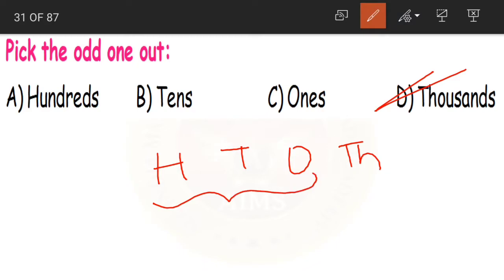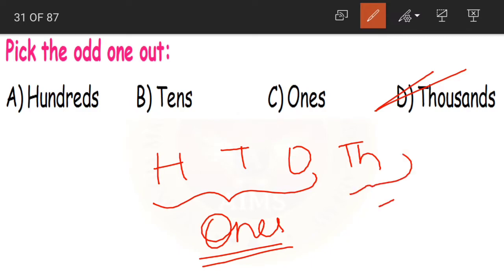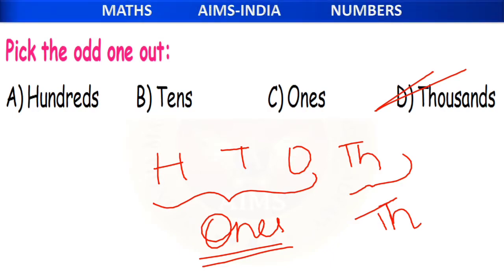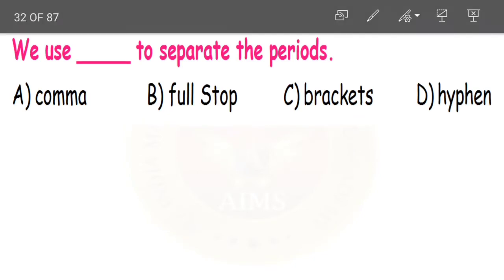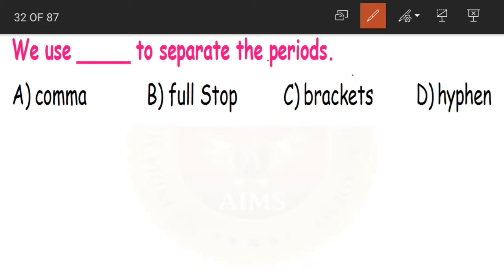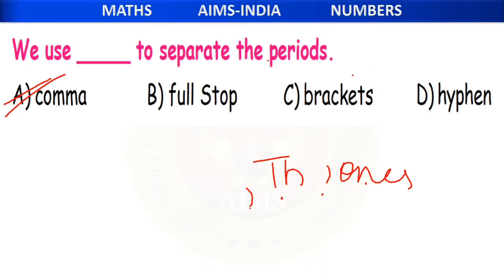Why? Because ones, tens and hundreds belong to the ones period. Yes, they belong to the same period. But whereas thousands belongs to the thousands period. So option D, thousands becomes our odd one here. Next question. We use dash to separate the periods. What do we use, children? Yes, after ones period we'll place a comma and after thousands again we'll place a comma. So we are using option A, comma, to separate the periods.